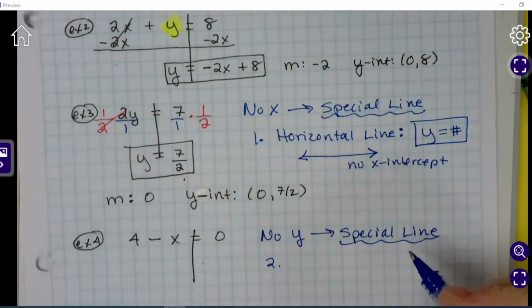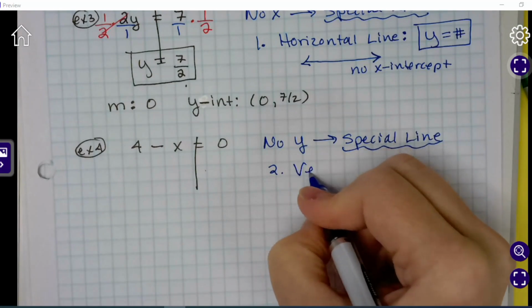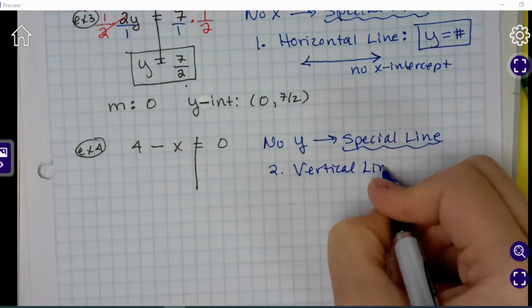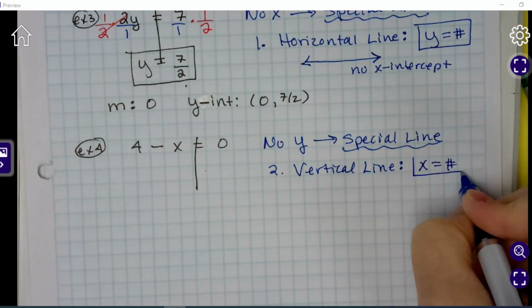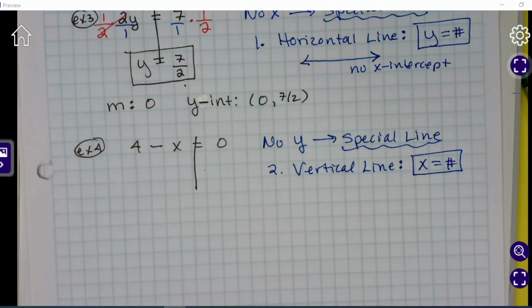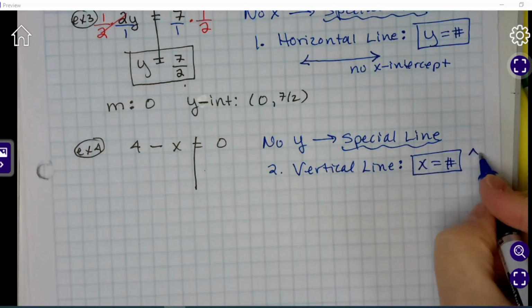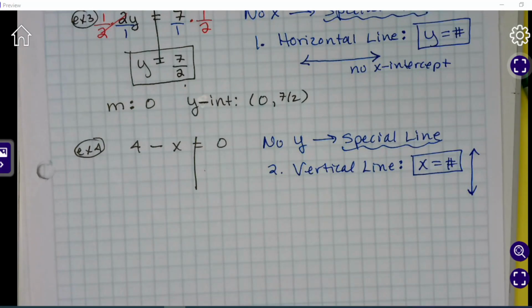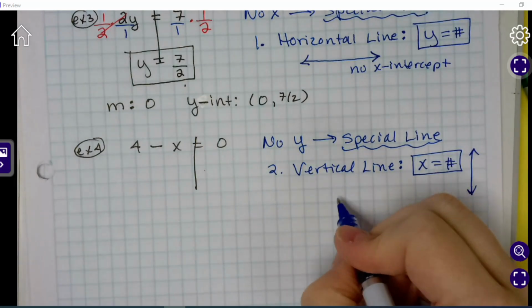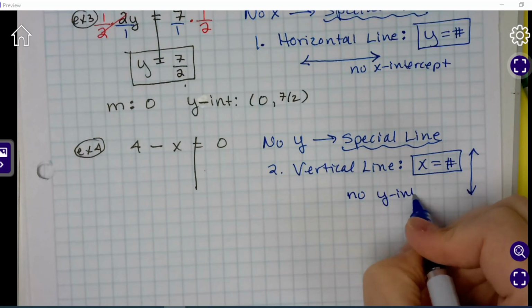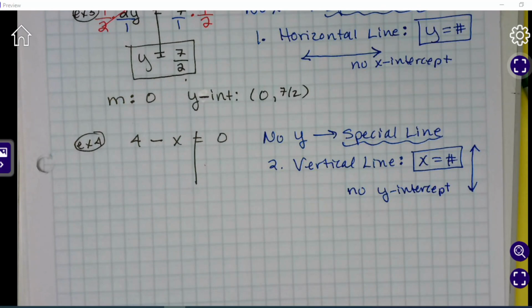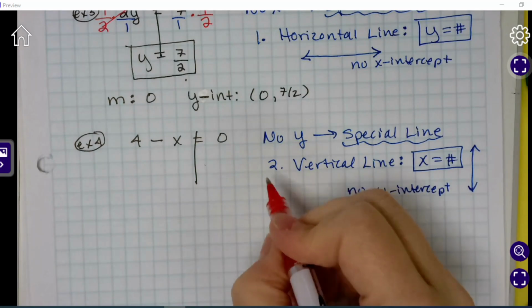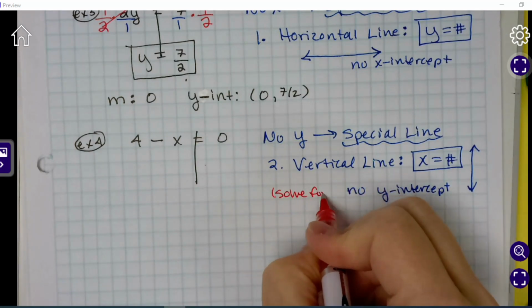It is a vertical line. And a vertical line has the equation x equals a number. A vertical line goes up and down, and it has no y-intercept. So what do we do if there's no y? You have to solve for x.